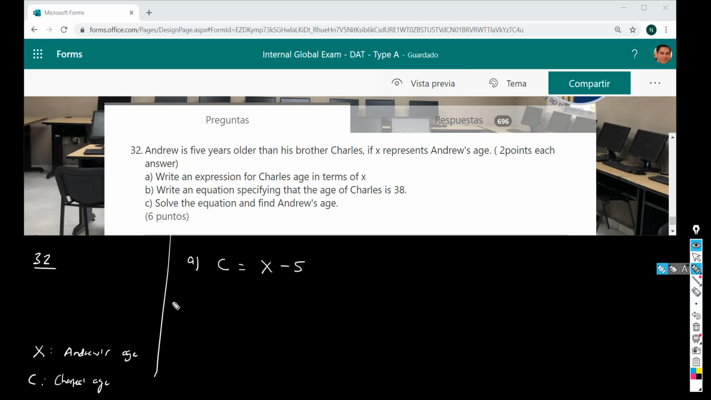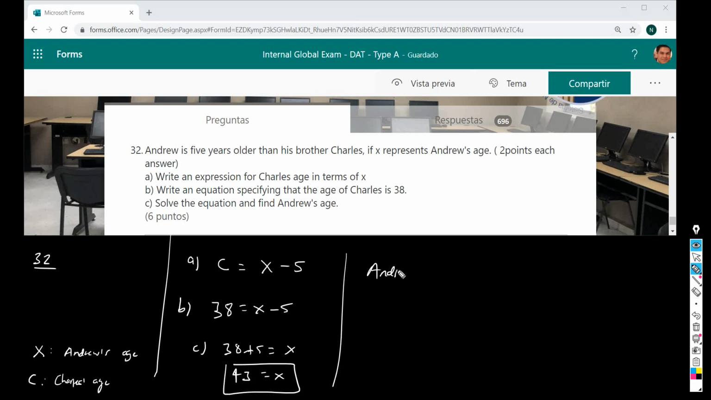Okay, and then B, write an equation specifying that the age of Charles is 38. Well, all I have to do is put 38 in here. 38 equals X minus 5. Solve the equation and find Andrew's age. Well, very simply, I just have to solve this very simple equation. 38 plus 5 equals X, and therefore 43 equals X, and therefore Andrew's age is 43, because that's what X means. It means Andrew's age. That's it, guys.